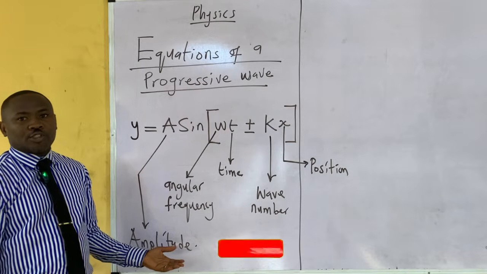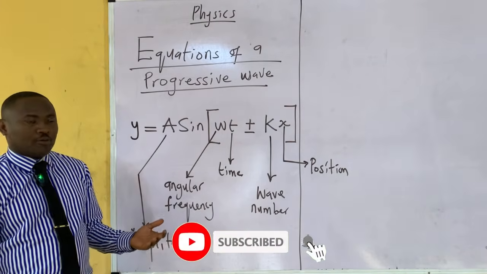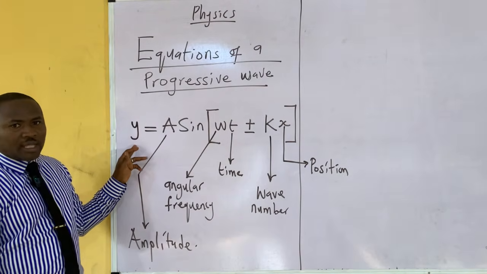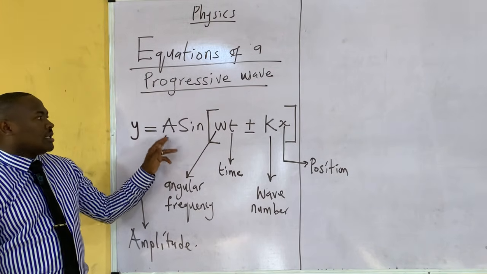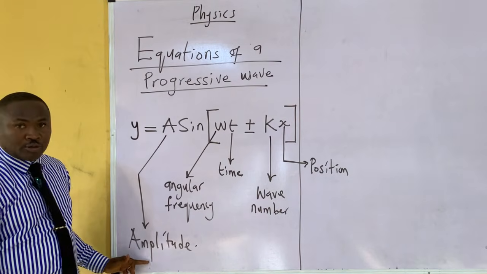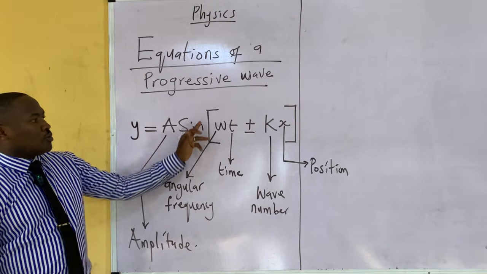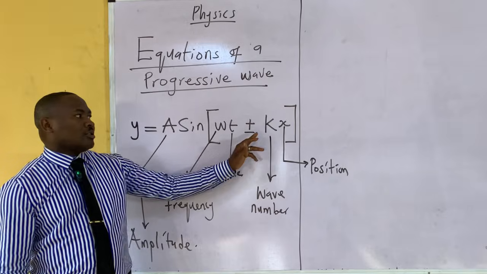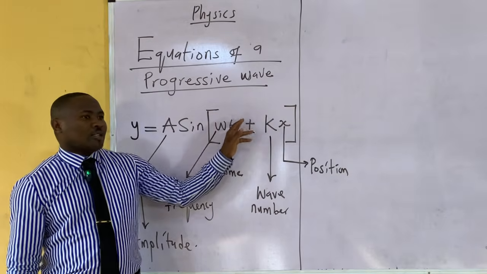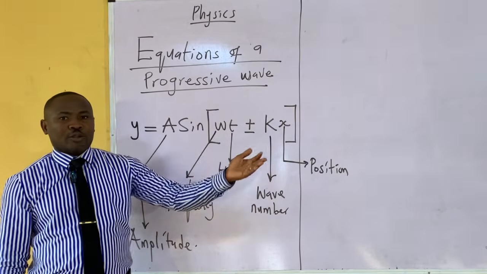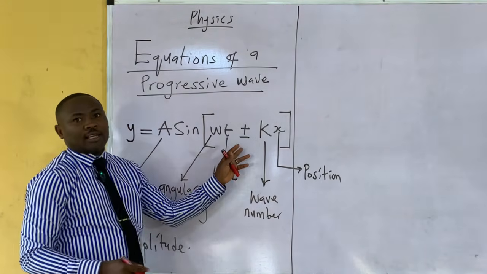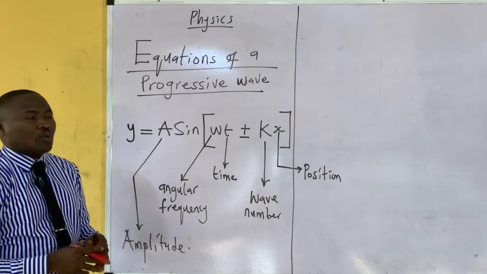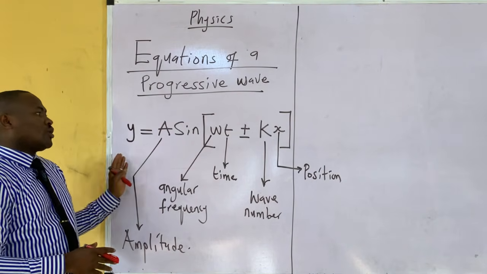We'll be looking at equations of a progressive wave today, and the equation on the board is a generalized equation for a progressive wave, where y is the displacement of the wave, equal to A sine (ωt plus or minus kx). The A here is the amplitude. The plus or minus determines the direction of the wave. So when it's going towards the right, we use the negative sign, and when it's going towards the left, we use the positive sign.